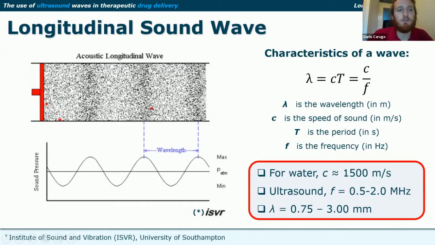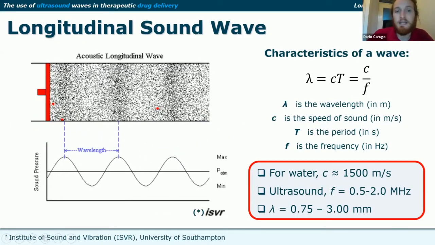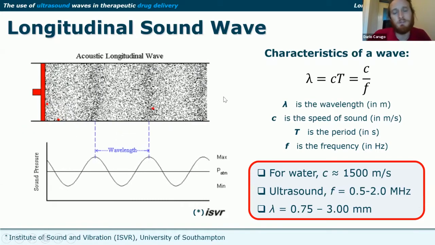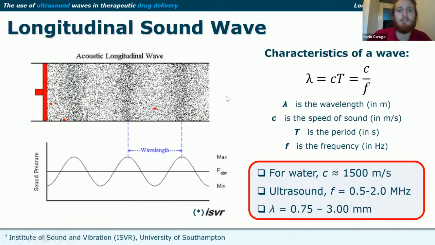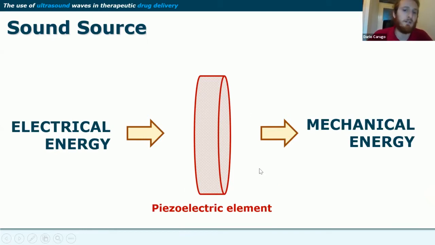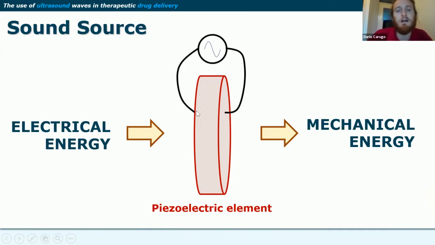In this previous animation, the sound source was an oscillating piston, but when it comes to applications of ultrasound in drug delivery, the sound source is a piezoelectric element or piezoelectric transducer. These transducers are made of materials which are able to convert electrical energy into mechanical energy. For example, if we apply a potential difference across the material which takes a sinusoidal shape, in most cases, this will be converted into a pressure wave, also taking a sinusoidal shape.